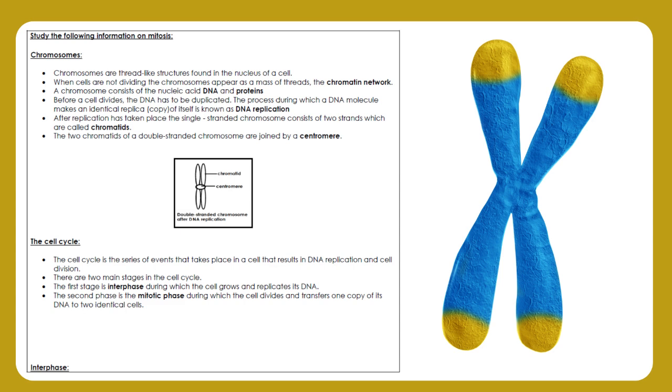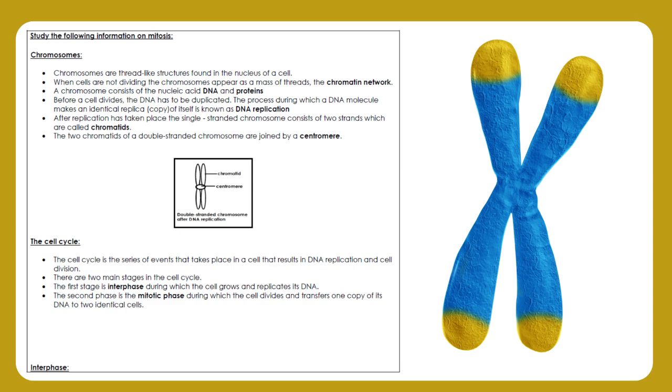Before a cell divides, the DNA has to be duplicated. The process during which a DNA molecule makes an identical replica, copy, of itself is known as DNA replication. After replication has taken place, the single-stranded chromosome consists of 2 strands, which are called chromatids. The 2 chromatids of a double-stranded chromosome are joined by a centromere.